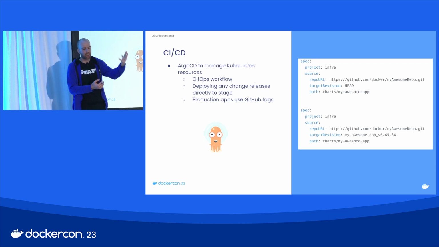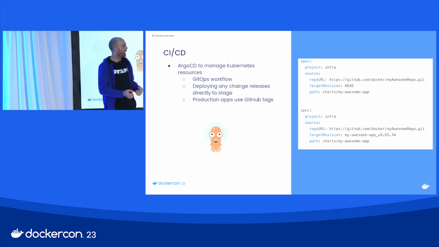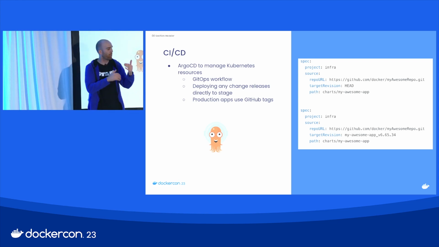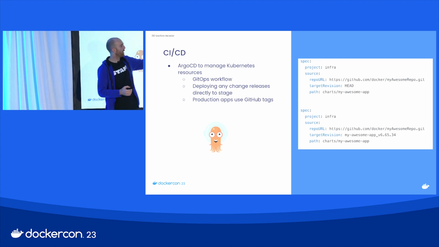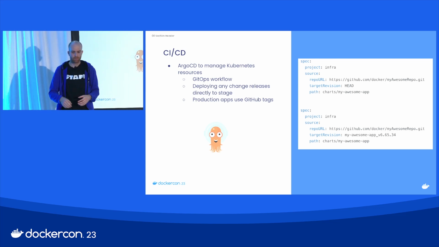In stage, we want directly the latest version. And for prod, for example, we'll have some tags. We're using tags to deploy after some tests. So after stage is fine, we will take the tag that was created and deploy it afterwards in prod.